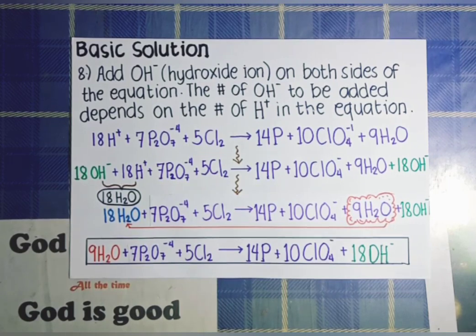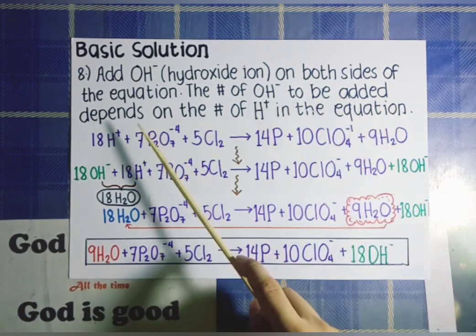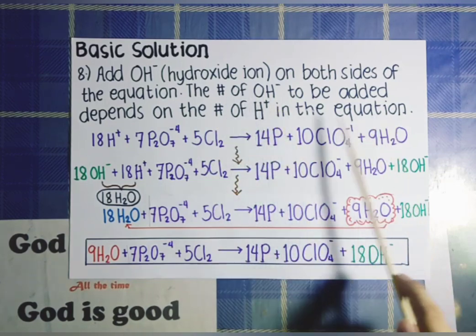Now, how about those redox reactions in basic solution? How are we going to balance them? In balancing redox reactions in basic solution, we are just going to do all the 7 steps that we did earlier. Except for now, we are going to add one more step, and that is the addition of hydroxide ion. So for the redox reaction in basic solution, the next step is to add hydroxide ion on both sides of the equation. The number of hydroxide ion to be added depends on the number of hydrogen ion in the equation.